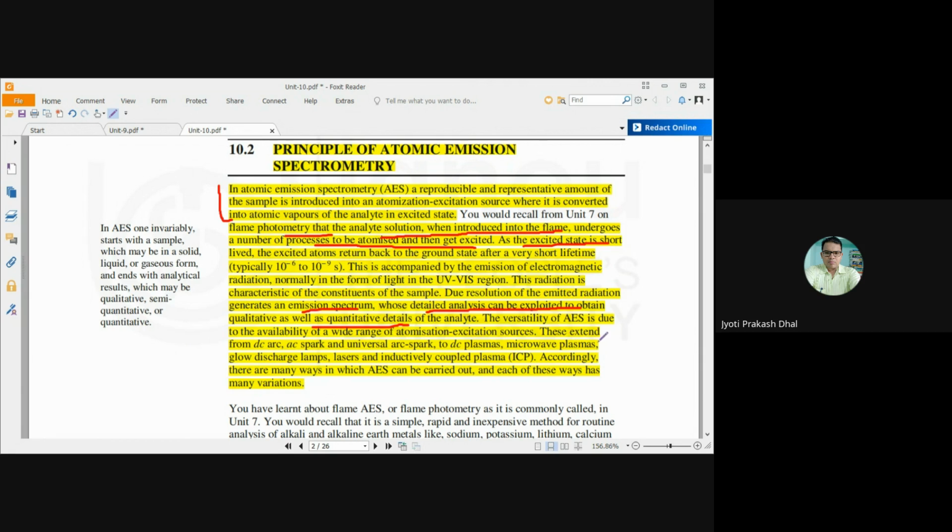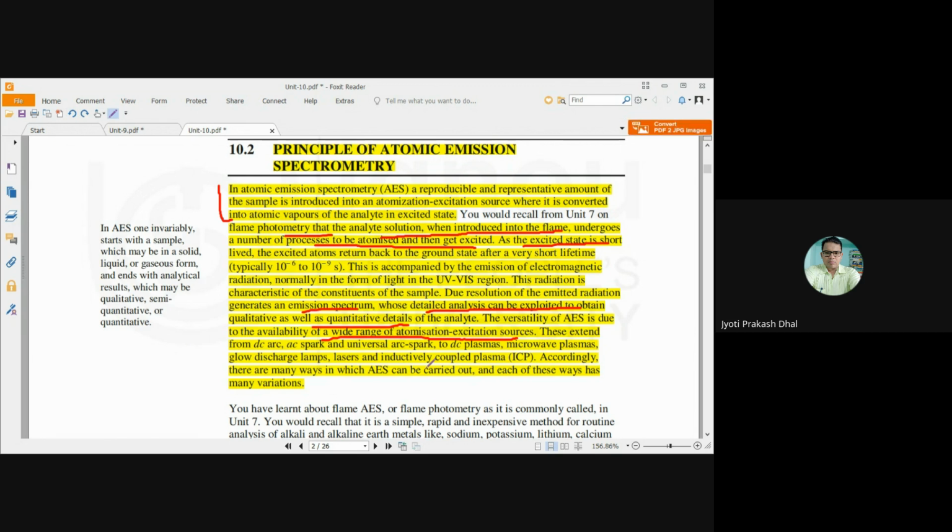The versatility of AES is due to the availability of a wide range of atomization and excitation sources. These extend from DC arc, AC spark, or universal arc spark, to DC plasma, microwave plasma, glow discharge lamps, laser, and inductively coupled plasma. So these are the different atomization excitation sources.